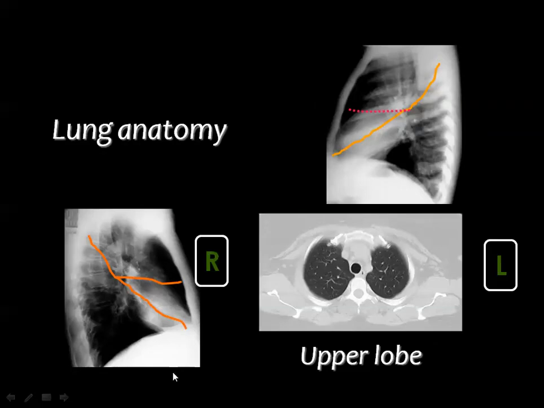Then we came to the anatomy of the lung. We want to know where is the upper lobe, where is the lower lobe, where is the middle lobe. Then you know that on the right side we have the upper lobe, the middle lobe, and the lower lobe. On the left side we have the upper lobe, and part of the upper lobe is the lingula, and we have also the lower lobe. Then our anatomic landmark here is the trachea.